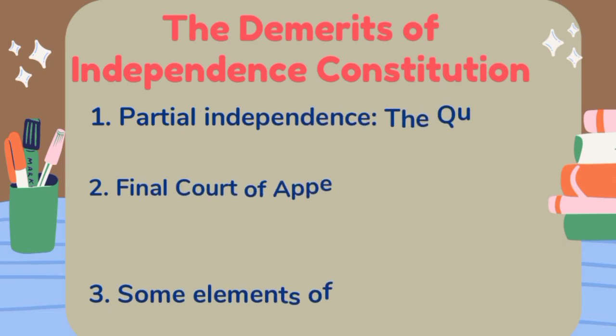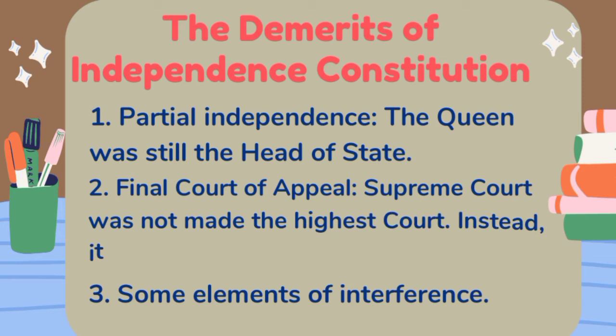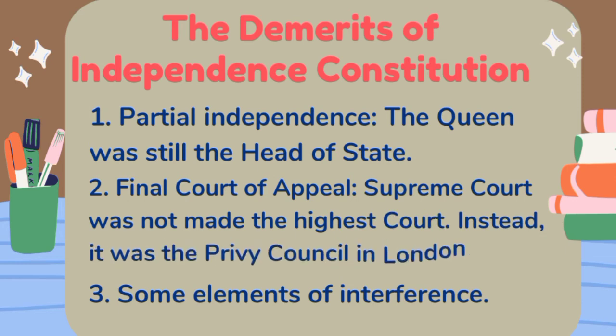And the various demerits. There was a partial independence. The Queen was still the head of state. And the final court was not the Supreme Court, rather it was the British Privy Council in London. And there were still some elements of interference.